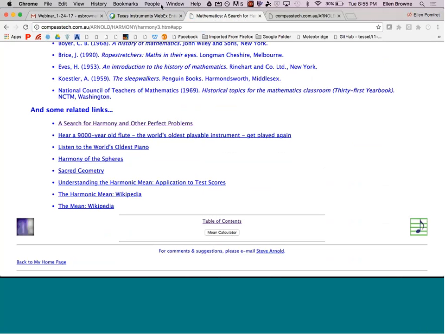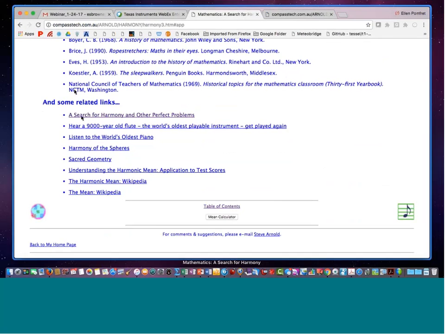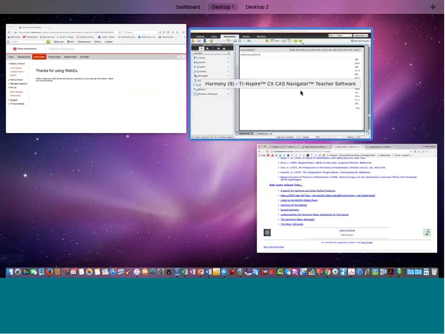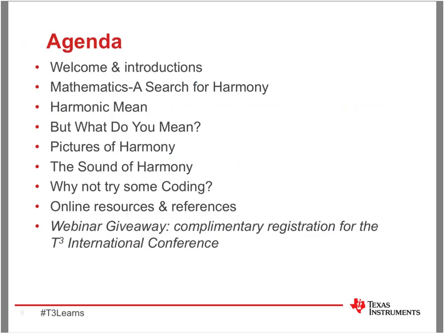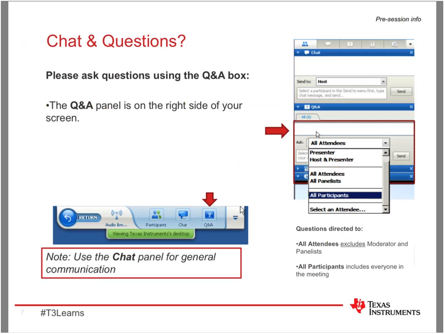So let me get back your. There we go. Okay. I'm trying to give it back to Mike. There we go. There you are, Mike. Thanks so much, Ellen and Steve.